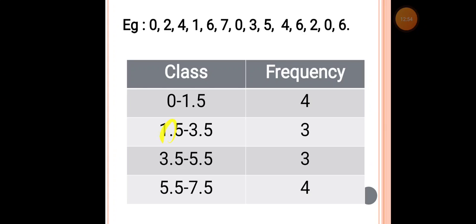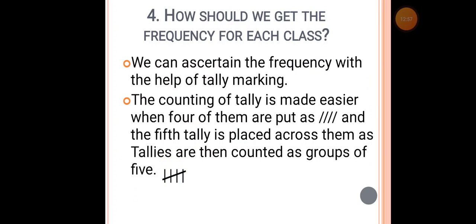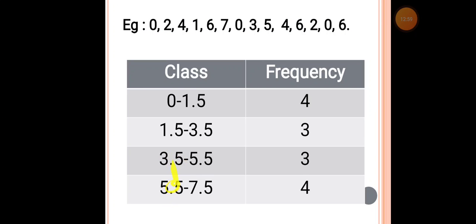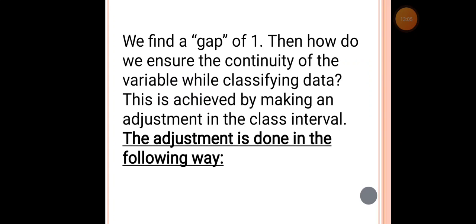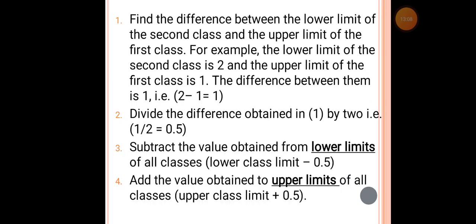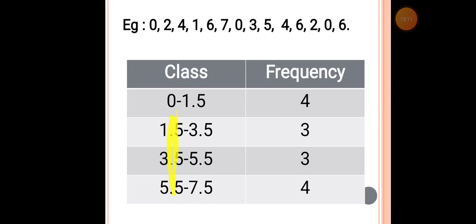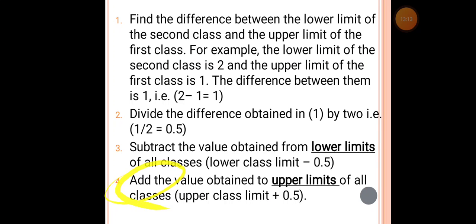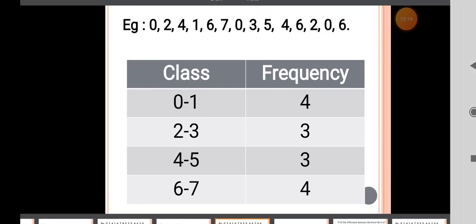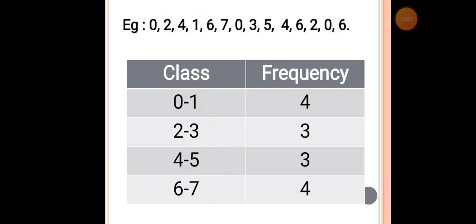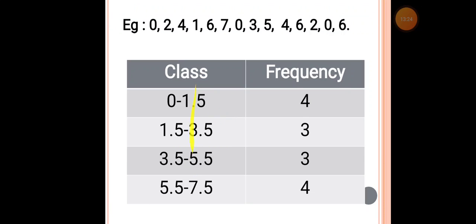So which is the lower limit? 0, 1.5, 3.5. This is the lower limit. So we have subtracted. Which was the earlier value? The earlier value was 246. Now we have subtracted 0.5 from that, and later it says to add the values to the upper limits. Have we added the values to the upper limit? I will show you the earlier thing. This was the earlier data and the changed data. Now we have continuity here from 1.5 to 1.5, 1.5 to 3.5. In the same way we have continuity.